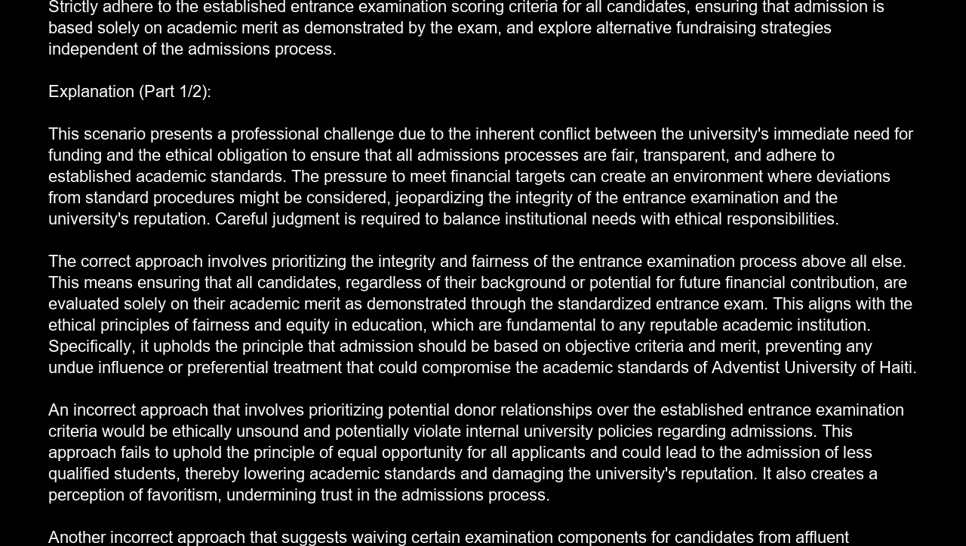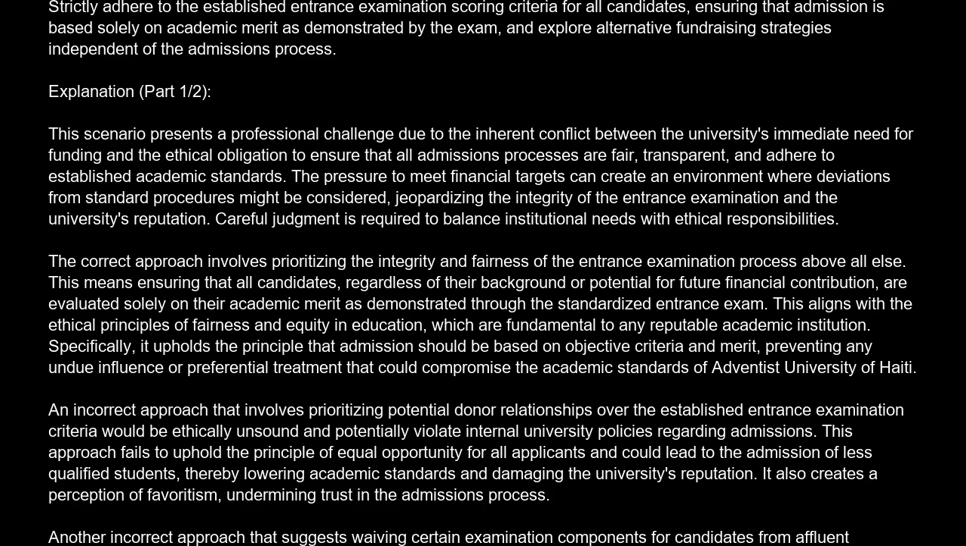The correct approach involves prioritizing the integrity and fairness of the entrance examination process above all else. This means ensuring that all candidates, regardless of their background or potential for future financial contribution, are evaluated solely on their academic merit as demonstrated through the standardized entrance exam. This aligns with the ethical principles of fairness and equity in education, which are fundamental to any reputable academic institution. Specifically, it upholds the principle that admission should be based on objective criteria and merit, preventing any undue influence or preferential treatment that could compromise the academic standards of Adventist University of Haiti.